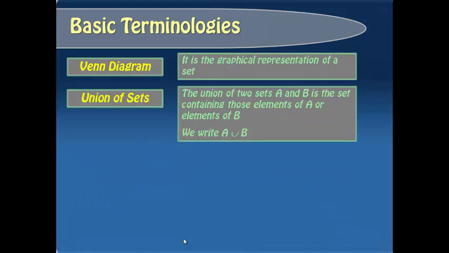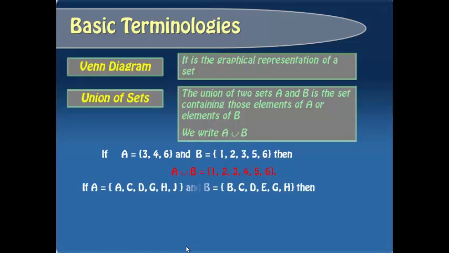We also have what we call union of sets. The union of two sets A and B is the set containing those elements of A or elements of B. We can write that as A ∪ B. Example: if A = {3, 4, 6} and B = {1, 2, 3, 5, 6}, then A ∪ B = {1, 2, 3, 4, 5, 6}.